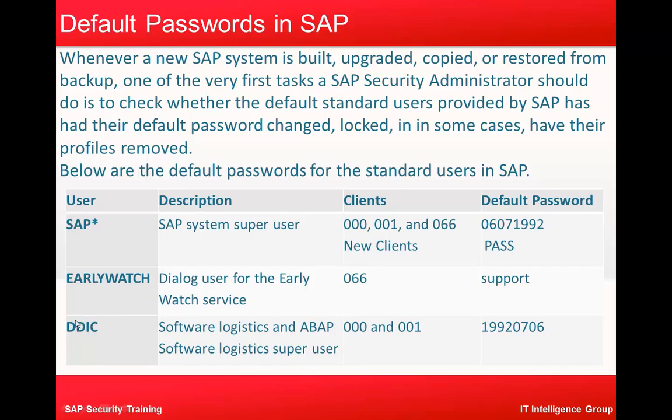Then there is a very important user called DDIC, which is mainly used for software logistics and ABAP. It's a super user as well, which has most of the privileges, and it's in clients 000 and 001. This is the default password for that user.